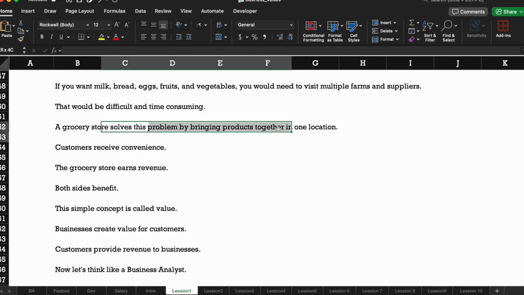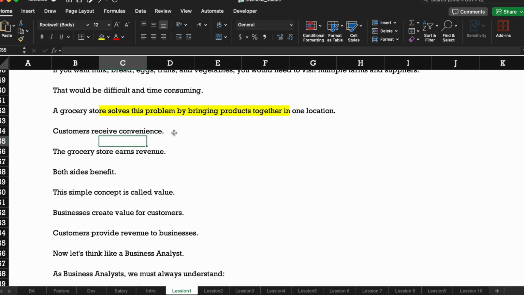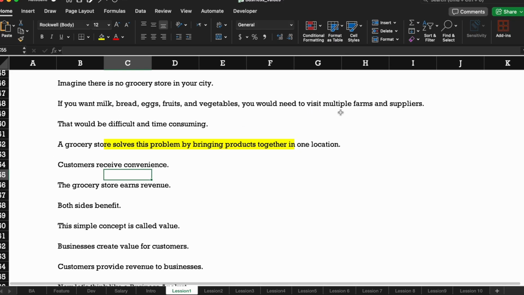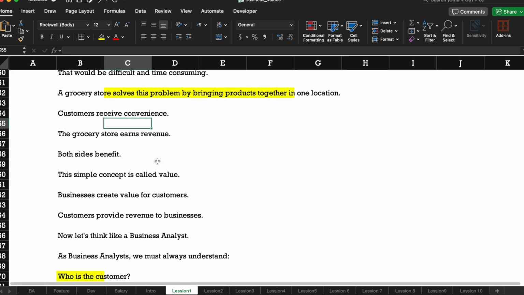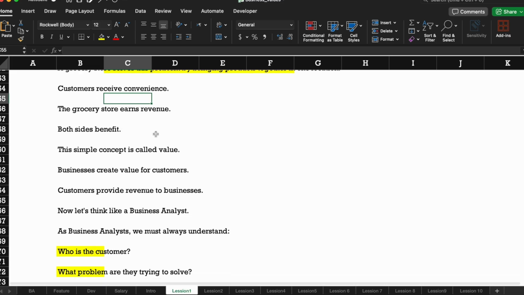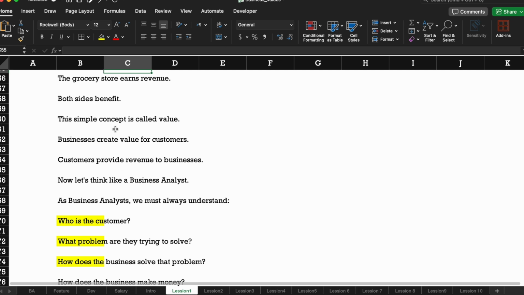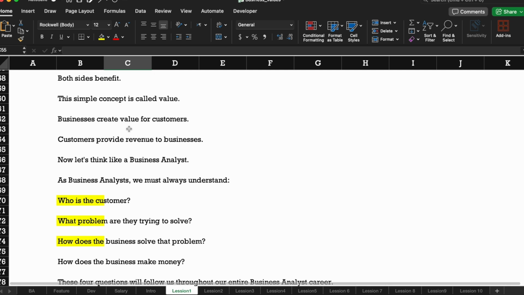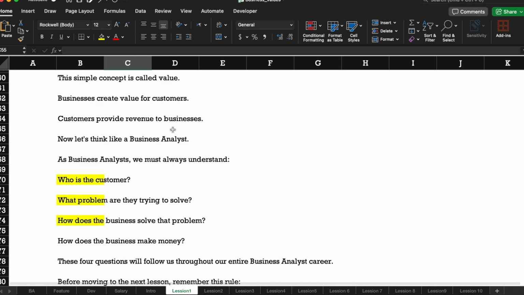This is very important. The grocery store is helping to bring the products together. Otherwise you would have to go to a different farm to buy fruits and vegetables, another farm for eggs, and a supplier who makes bread. You would have to visit multiple places, right? So the consumer receives convenience, and the grocery store earns revenue. Both sides benefit. This simple concept is called value. Businesses create value for customers, and customers provide revenue to the business.